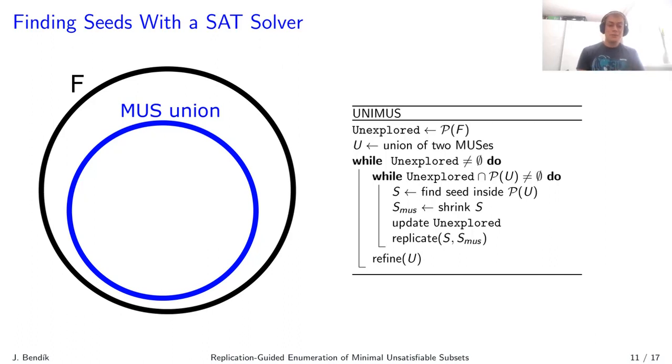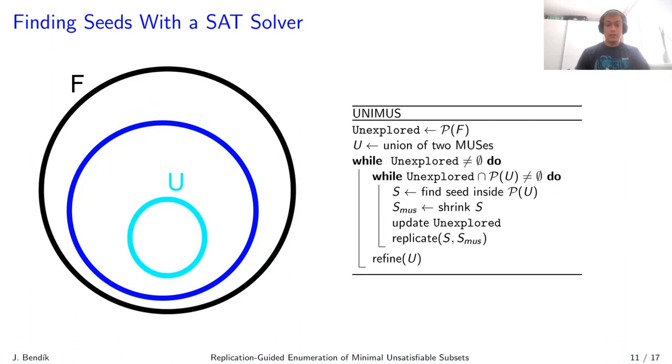Well, unfortunately, computing the union is very expensive. Instead, we work with an under-approximation of the union. Let me illustrate it as this cyan circle denoted by U. Initially, at the start of Unimousse, we identify two mousses, and we set U to the union of the two mousses. Subsequently, we identify all mousses in U.